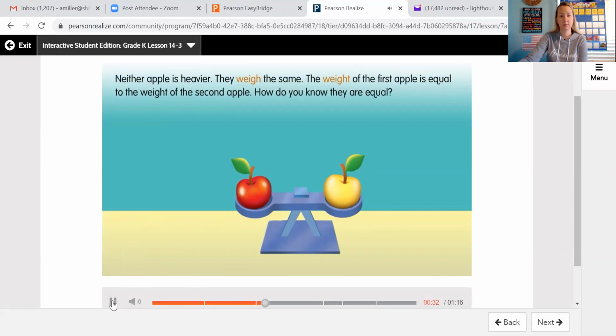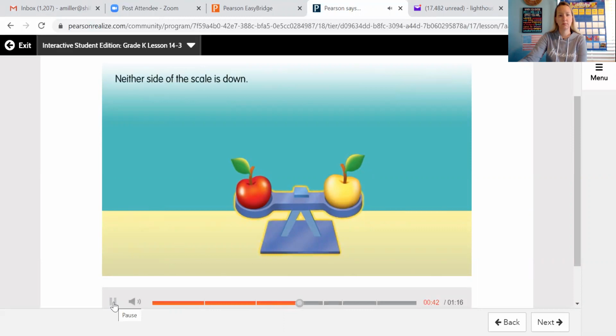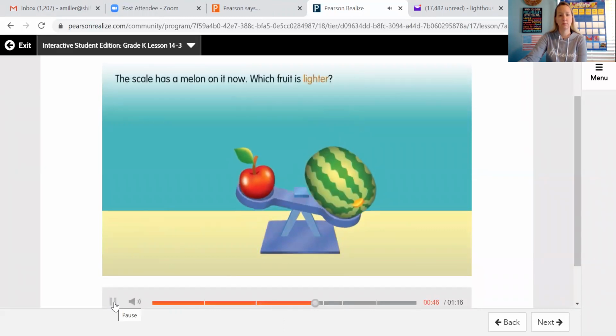Neither apple is heavier. They weigh the same. The weight of the first apple is equal to the weight of the second apple. How do you know they are equal? Neither side of the scale is down. The scale has a melon on it now. Which fruit is lighter?